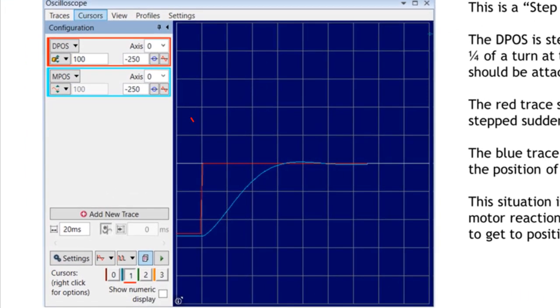So I don't know if you can see it, the red line there is the step, that's the demanded position, so we're telling it to do the impossible. We're telling it to go 45 degrees in an infinitely fast speed. And then we look at what its actual response is, which is the blue trace on there.